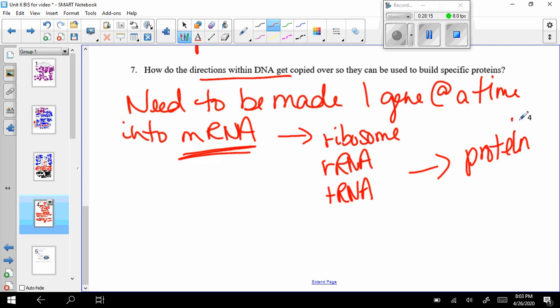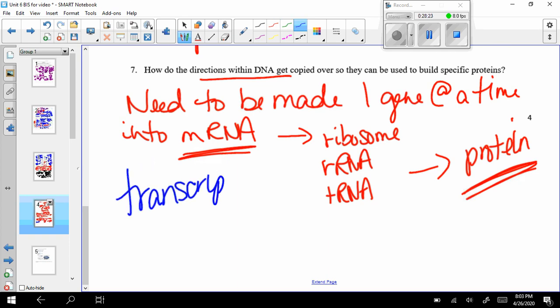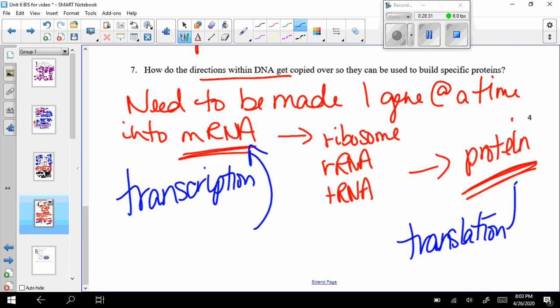So in order to build a specific protein, we're going to go through 2 steps. We need to go through transcription, which is how we'll get our mRNA. And then we have to go through translation, which is how we're going to get our protein.